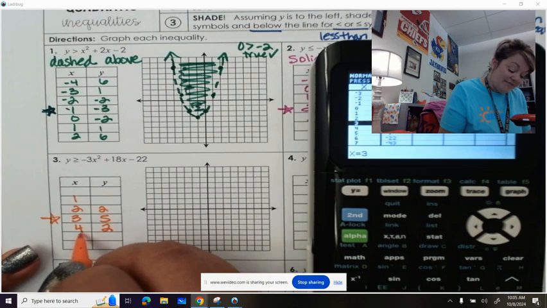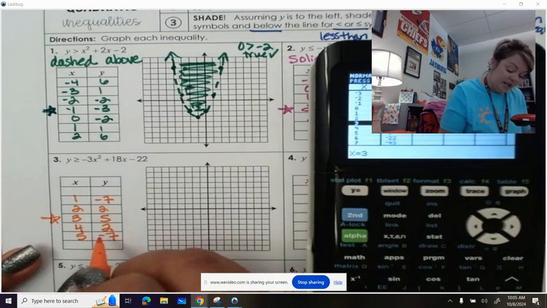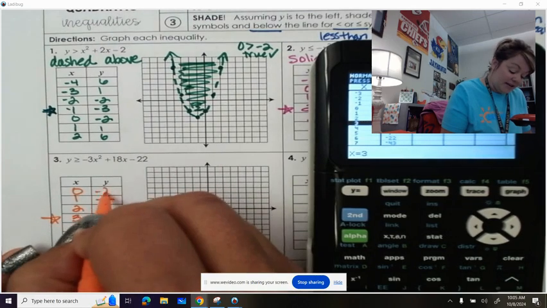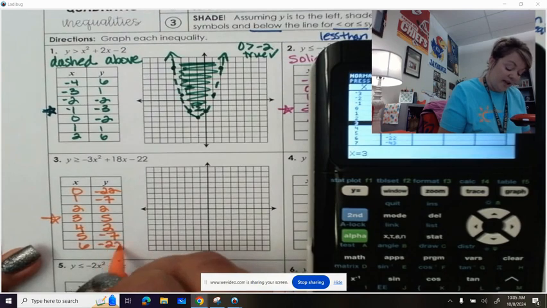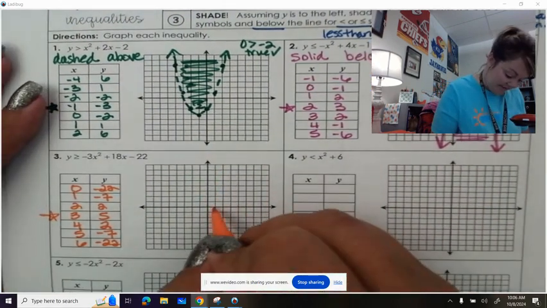1 and 5 are both at negative 7. 0 and 6 are both at negative 22, which we already knew. I've got them in my table, but I'm not going to put them on my graph. Okay, (3, 5).